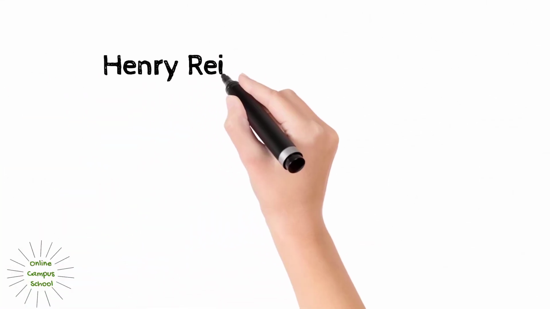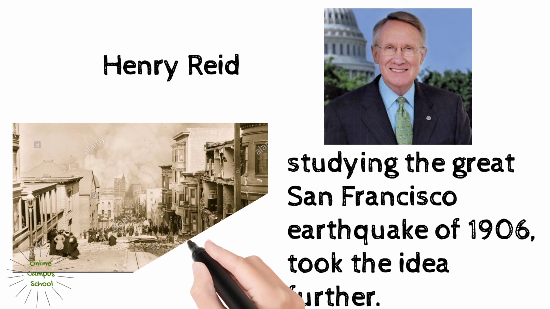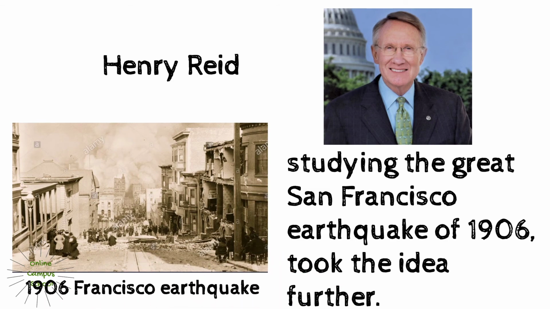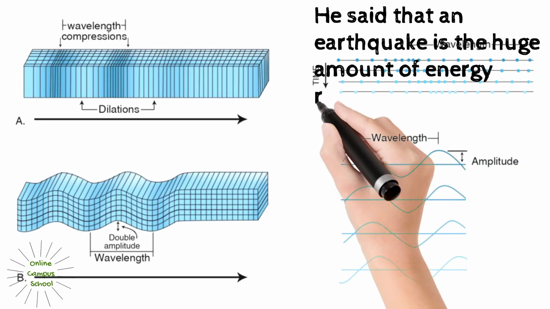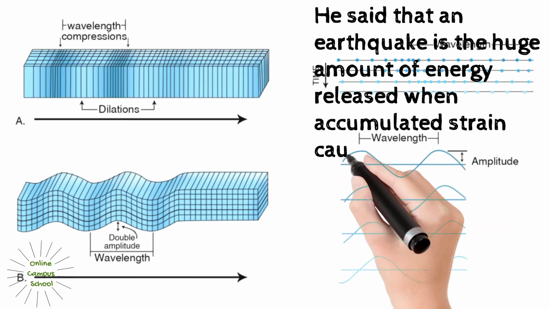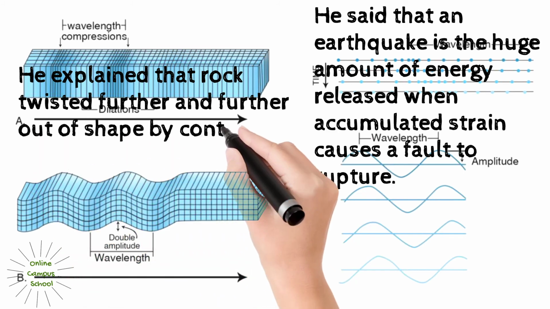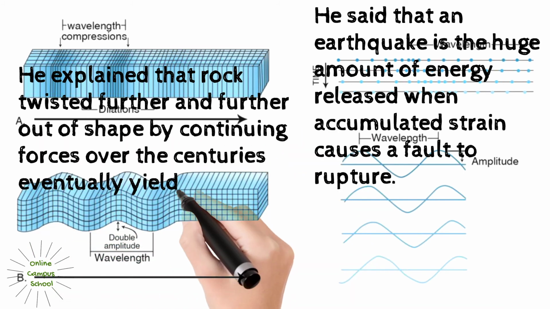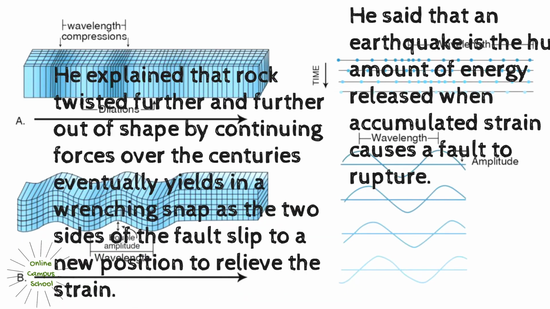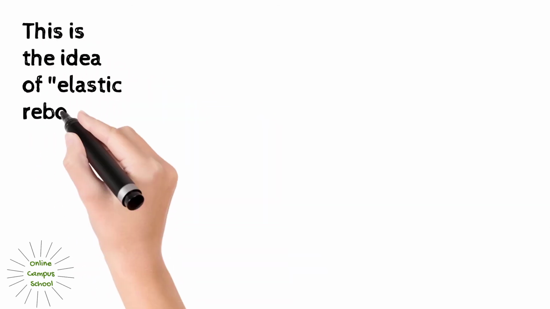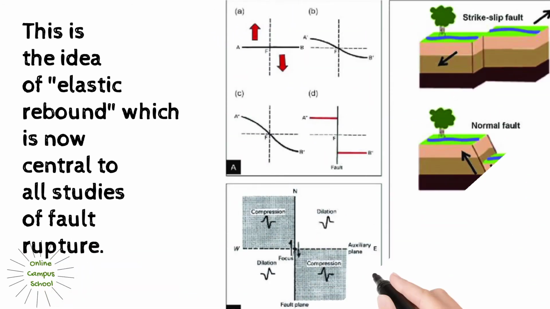Henry Reed, studying the Great San Francisco Earthquake of 1906, took the idea further. He said that an earthquake is the huge amount of energy released when accumulated strain causes a fault to rupture. He explained that rock twisted further and further out of shape by continuing forces over the centuries eventually yields in a wrenching snap as the two sides of the fault slip to a new position to relieve the strain. This is the idea of elastic rebound, which is now central to all studies of fault rupture.